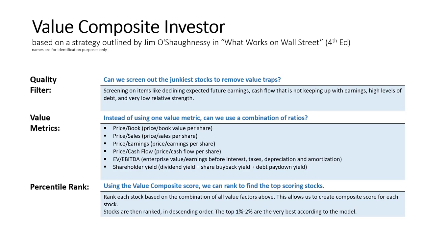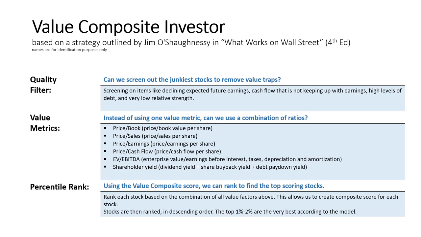Next, we then look at all stocks through a series of value factors. So our model looks at price to book, price to sales, price to cash flow, price to earnings, enterprise value to EBITDA, and shareholder yield. All of these value metrics look at different things, whether it's on the balance sheet, income statement, or cash flow statement. From there, stocks are ranked based on the combination of all the value factors above. This allows us to create a composite score for each stock.